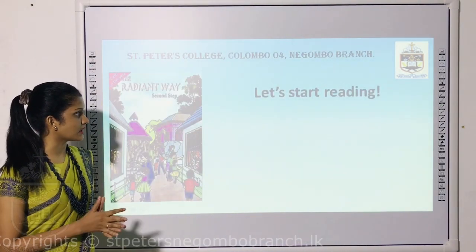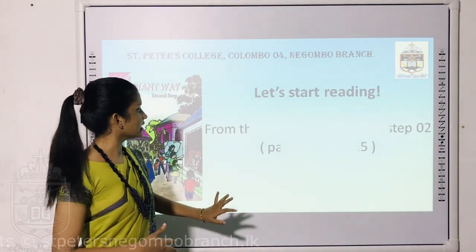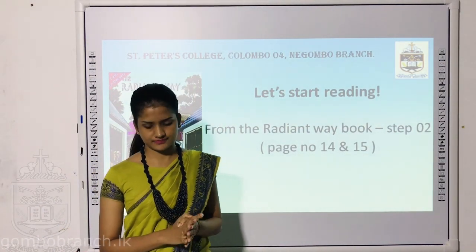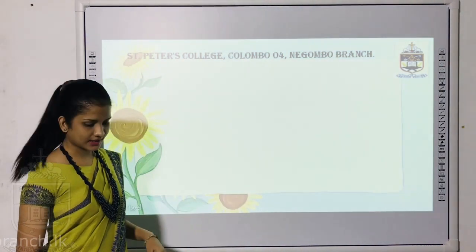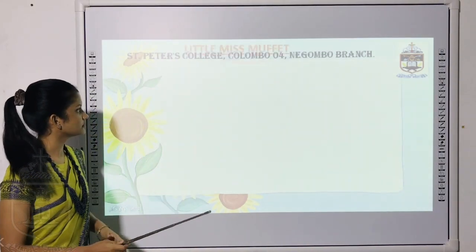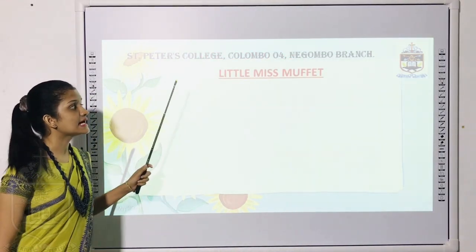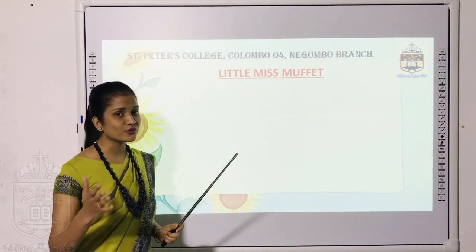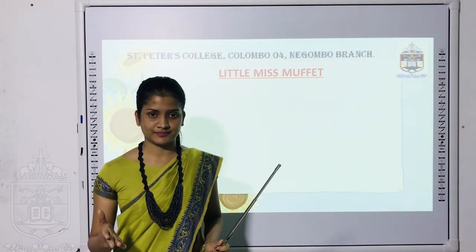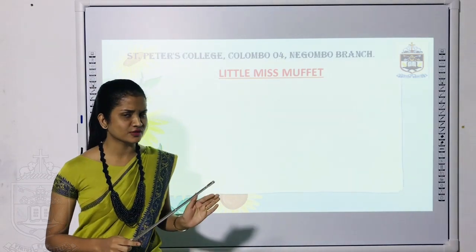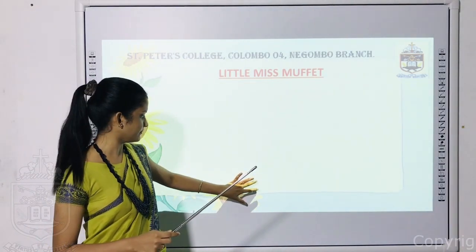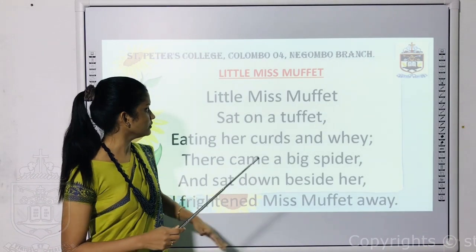It's time to read now. Let's start reading from the Radiant Way book, step 2, page number 14 and 15. Okay. The lesson is Little Miss Muffet. Okay, you know this. This is a nursery rhyme. We'll start reading first the words one by one. After that, we will sing this part. Okay? Okay, we'll go now.